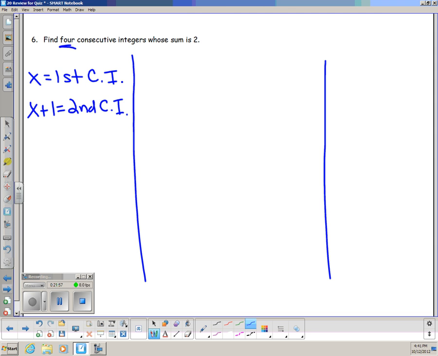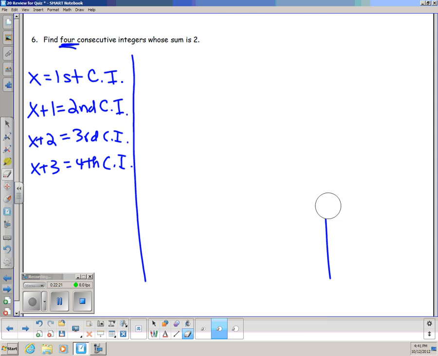They want me to find 4 of them, so I have to go up to 4 of these things. The next one, instead of adding 1, I'll add 2. That's the third consecutive integer. And x plus 3 is the fourth consecutive integer. I have to find 4 of these consecutive integers. I'll stop there because I have 4 of them now, whose sum is 2.